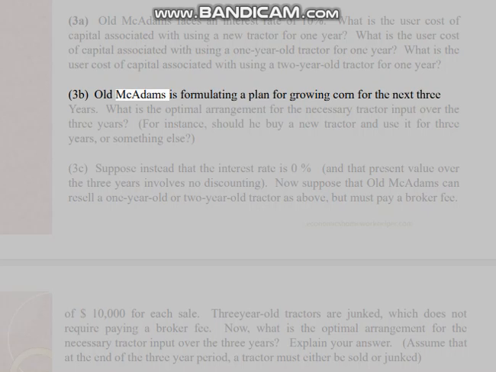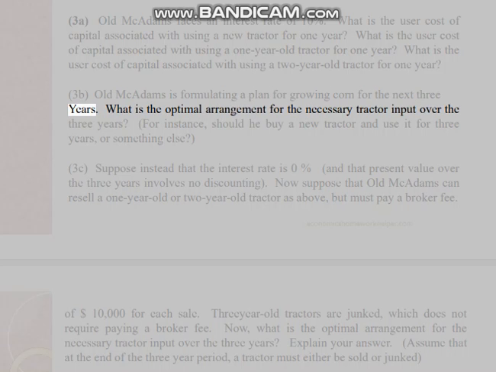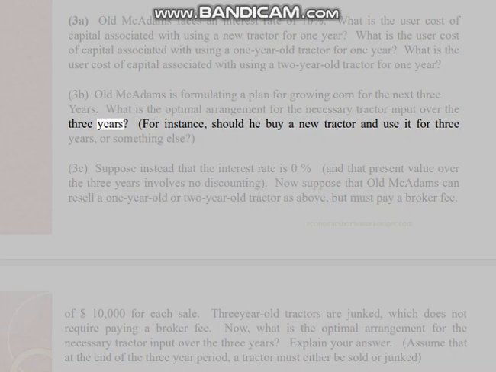3B. Old McAdams is formulating a plan for growing corn for the next 3 years. What is the optimal arrangement for the necessary tractor input over the 3 years? For instance, should he buy a new tractor and use it for 3 years, or something else?